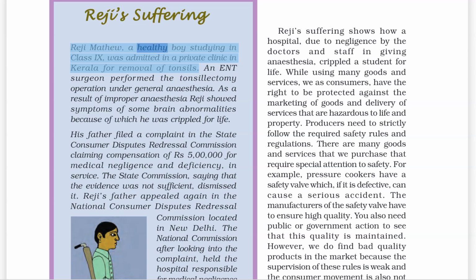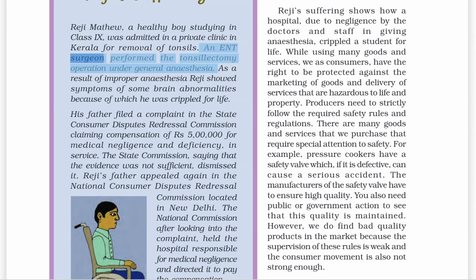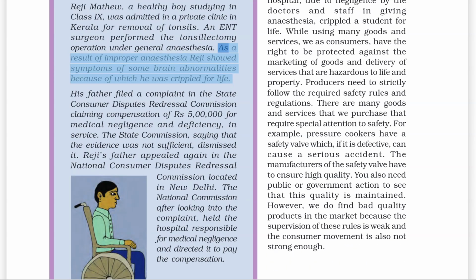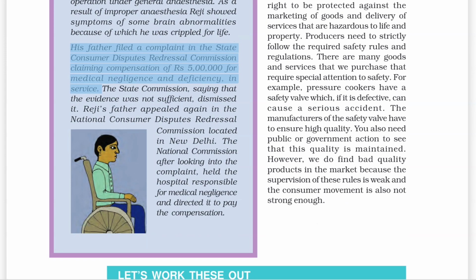Reggie Matthew, a healthy boy studying in Class 9, was admitted in a private clinic in Kerala for removal of tonsils. An ENT surgeon performed the tonsillectomy operation under general anesthesia. As a result of improper anesthesia, Reggie showed symptoms of some brain abnormalities because of which he was crippled for life. His father filed a complaint in the State Consumer Disputes Redressal Commission claiming compensation of Rs 5,000,000 for medical negligence and deficiency in service.